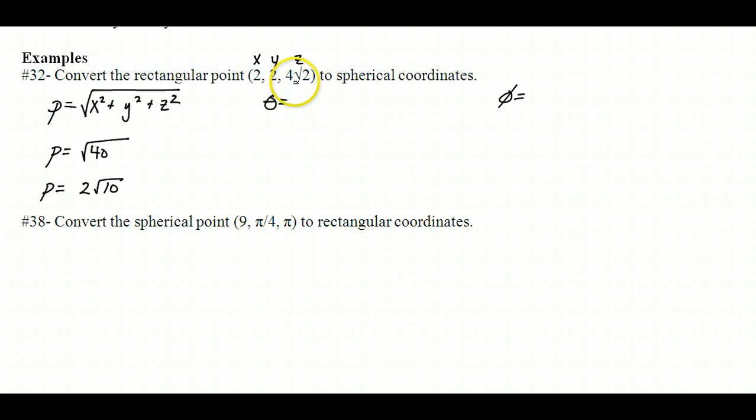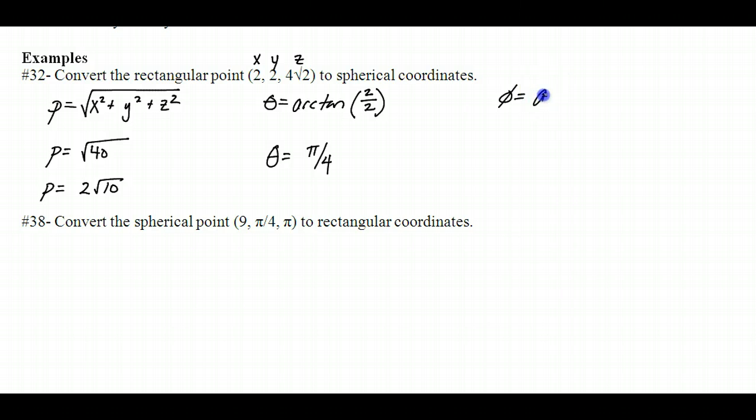Theta is just like we've been doing, so it's still arctangent of y divided by x. So 2 over 2, which is 1. Arctangent 1 is going to give us pi over 4. It's kind of a nice one. It worked out really well.